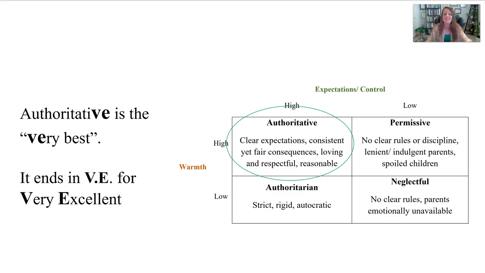Authoritative is the very best because it is high in warmth and high in expectations. Authoritative parents enforce the rules, but in a loving and positive way. The expectations are clear and consistent. The consequences are fair, but it's done so with a reasonable, respectful, and loving attitude. So people often confuse authoritative and authoritarian, and I think of it as authoritative is the best, so it's very excellent.